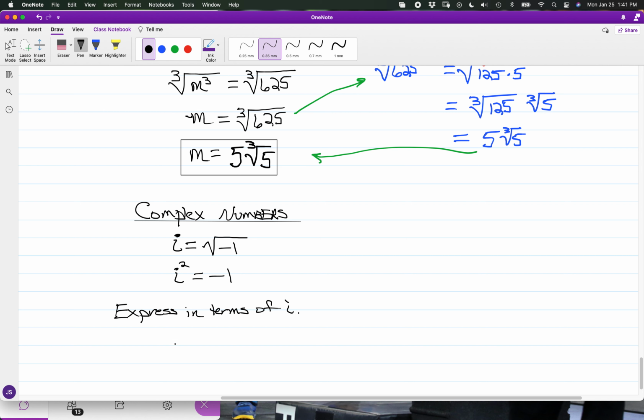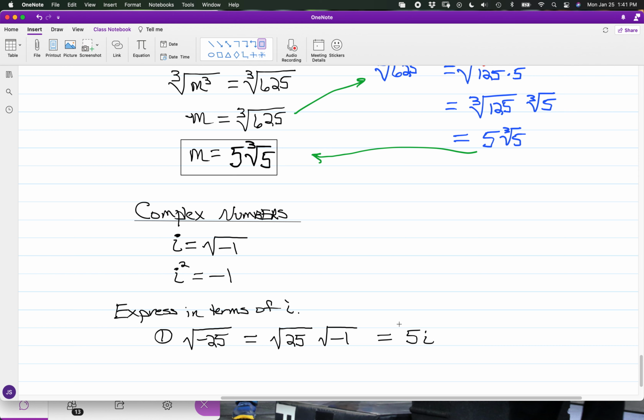we have for expressing in terms of i, let's say the square root of -25. If I were to branch out, now we got the square root of 25 times -1, and you can separate it as the square root of 25 times the square root of -1. Now the square root of 25 is going to be 5. The square root of -1 is going to be i, and the square root of -25 is going to become 5i.